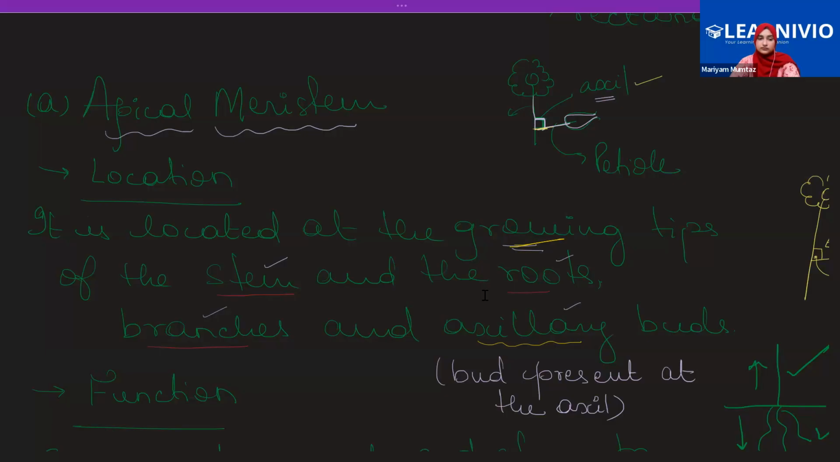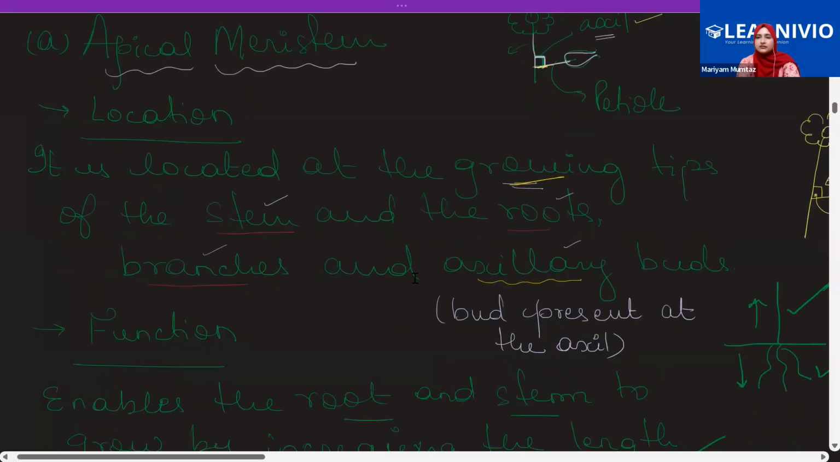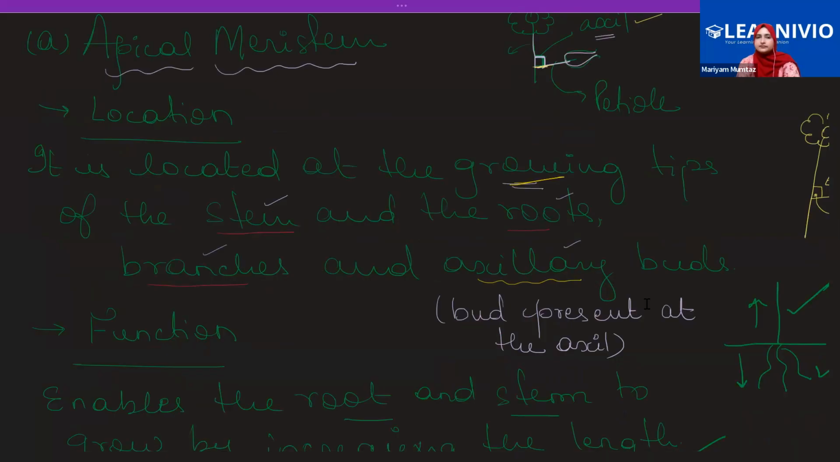Ma'am, what is written? I can't read the word, this one. Roots, branches. What is written? And okay, ma'am. And axillary buds. Okay, ma'am. Thank you.